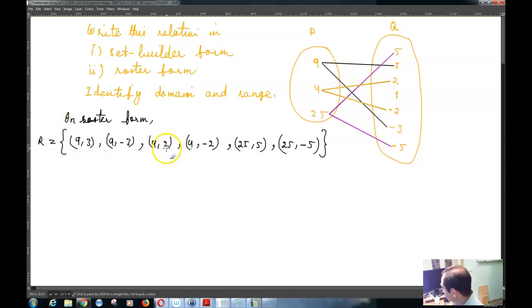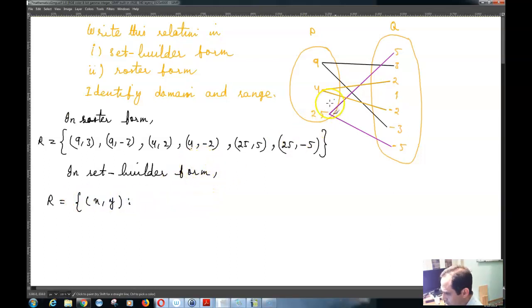And then you can see that now in set builder form, you can write R is equal to all ordered pairs (x, y) such that y is the square root of x, or you can say that x is the square of y, and x belongs to P and y belongs to Q. That is in set builder form.